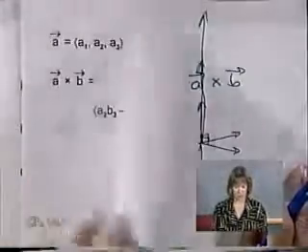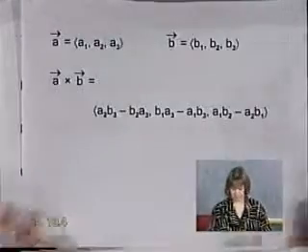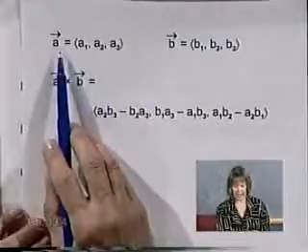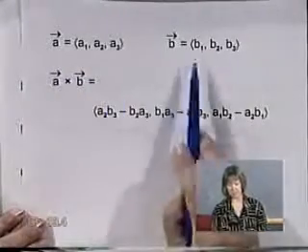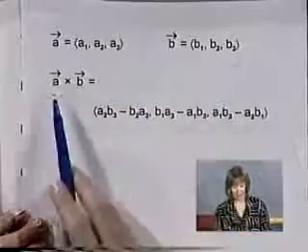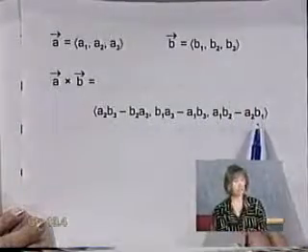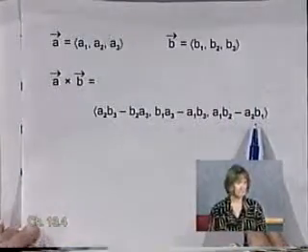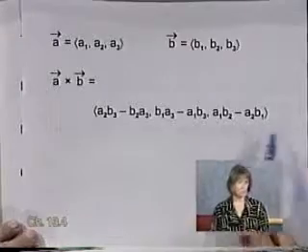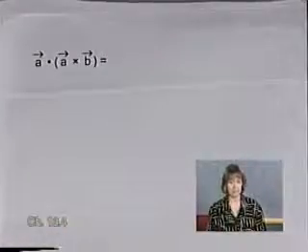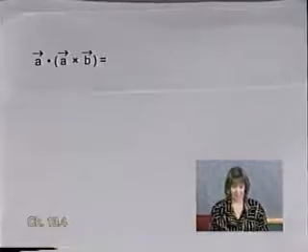Now, don't copy this down, just follow. First of all, I'm defining A to be A1, A2, A3, and B to be B1, B2, B3. And A cross B, this is the definition that we had. You don't need to copy it down, I'm just reviewing that. All right, now, if I wanted to take A and dot it with A cross B, you with me?